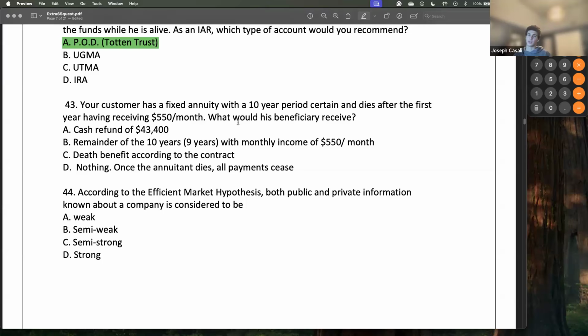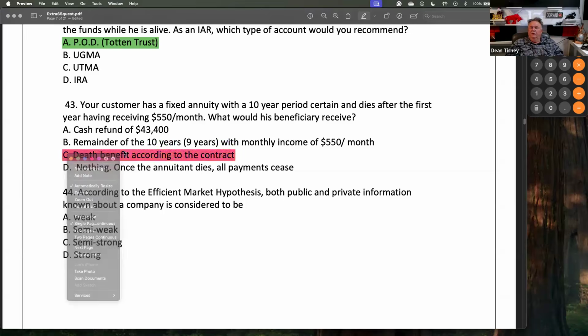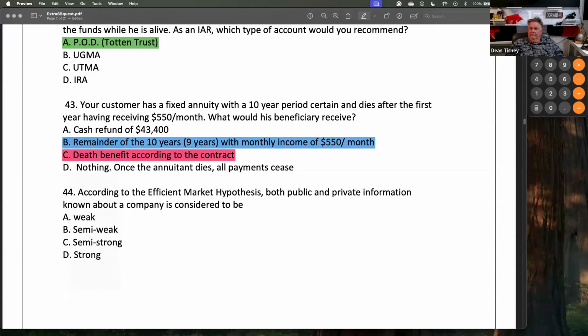It's the death benefit according to the contract. No, it's going to be B. That's the whole point of this, B as in boy. Somebody will get paid. Now, if you chose life only, that would have been D, right? Life only would give you the largest monthly check, but as soon as you die, the checks stop, right?